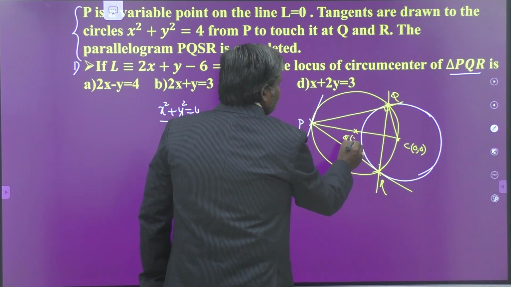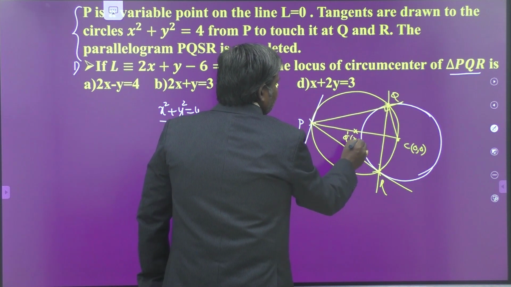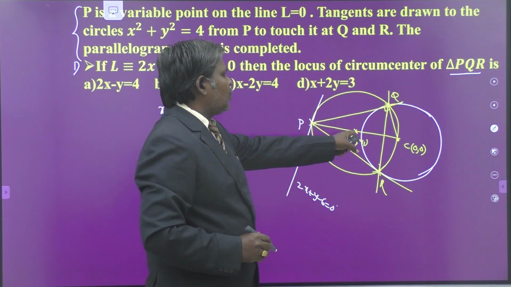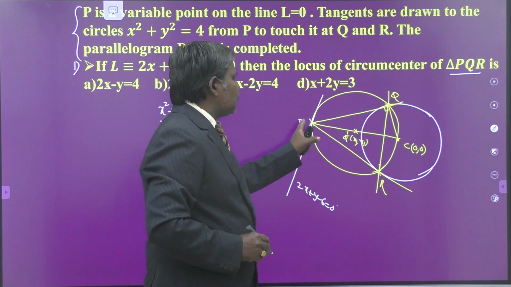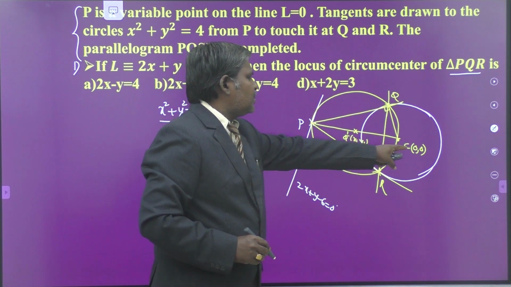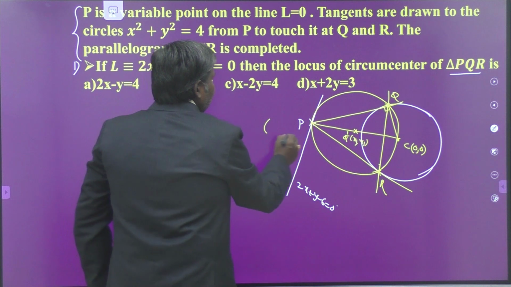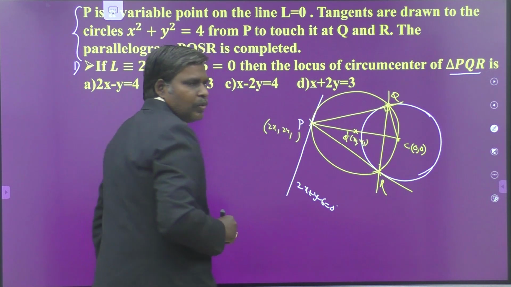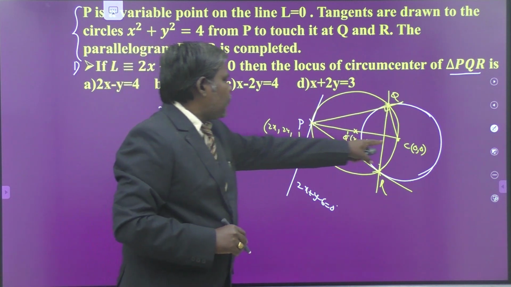Say this is Q dash, this is x1, y1, say. We are going to find the locus of this point. This point is the midpoint of PC. Am I correct or not? So if it is x1, y1, and this is 0, 0, can you immediately guess the coordinates of P? This is nothing but 2x1, 2y1. What is the midpoint for these two?